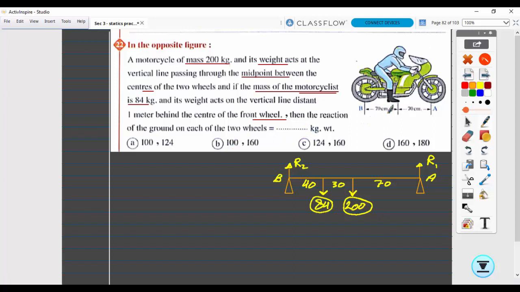So the distance between A and B equals 140. According to the figure, the distance between A and B equals 140 centimeters. And the mass 200 kilogram passes through the midpoint of this line segment. Okay, so we have the distance between A and B equals 140 centimeters, and here in its midpoint we have 200 kilogram weight.